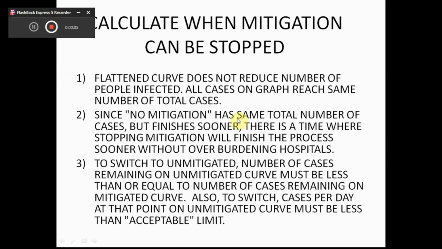This is the first recording with Flashback Express. We'll see how long this goes. I have done a spreadsheet to splice curves together.